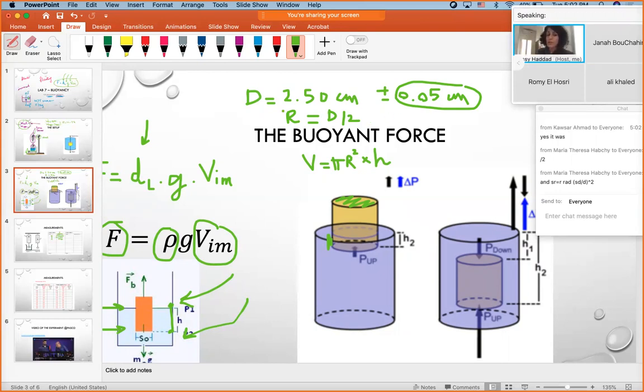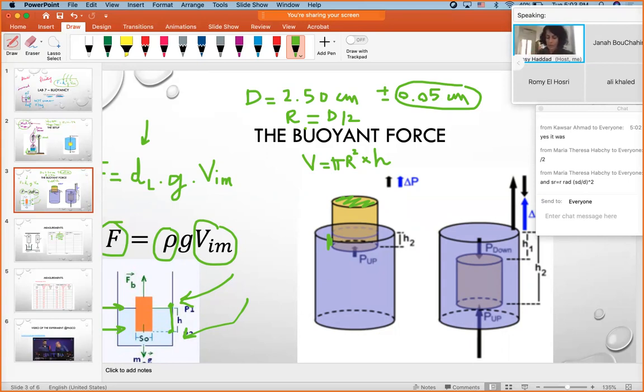Which means the error on the radius is going to be less. And remember, the radius was not measured. It was calculated using d over 2. So you cannot say, "I'm measuring r using the same ruler." No, I'm not measuring r. I'm calculating r. And yes, I'm going to do propagation of error.